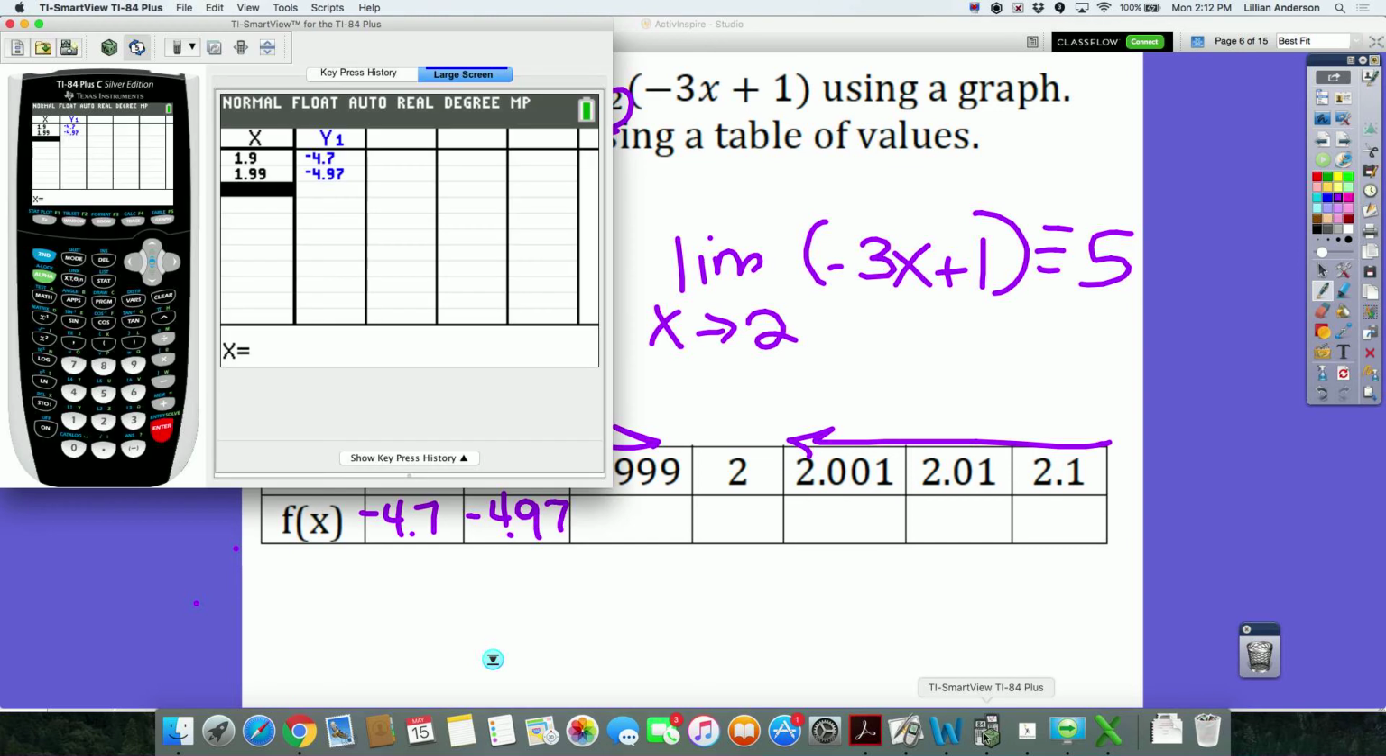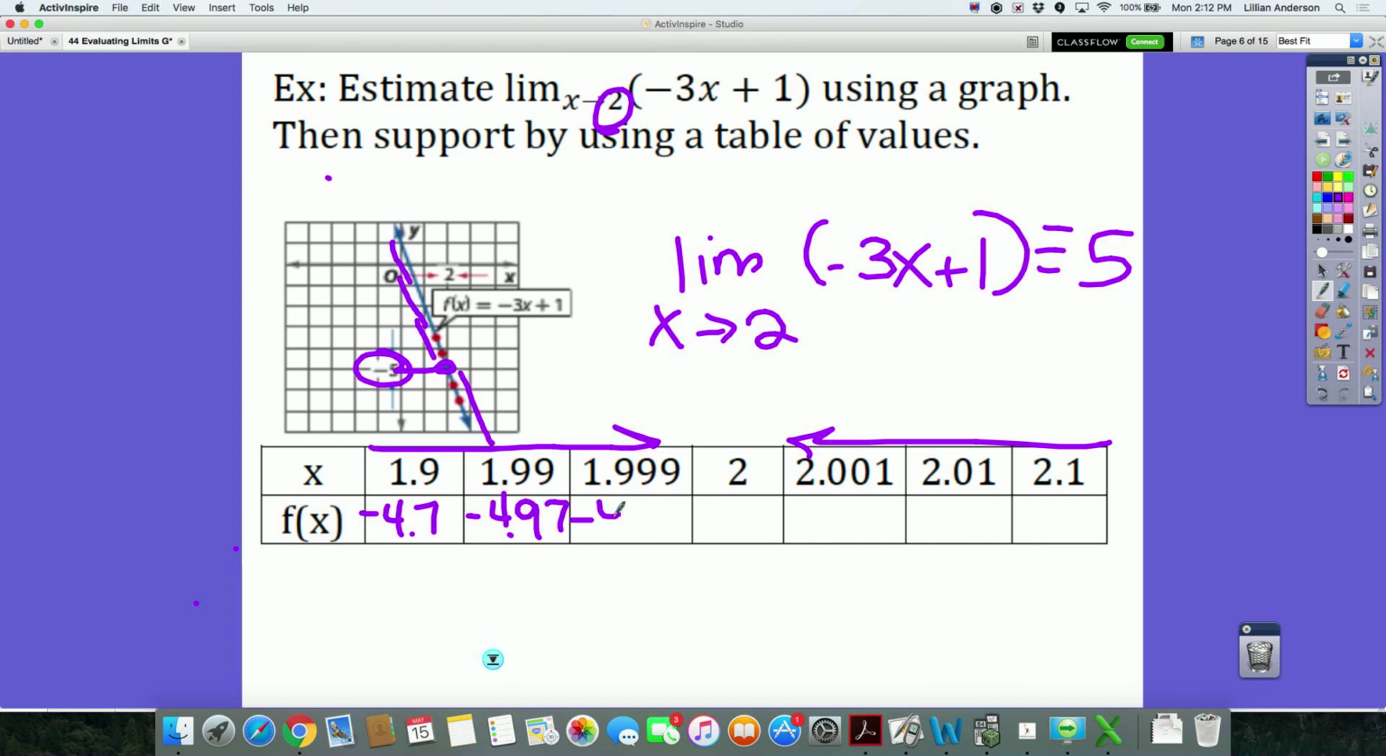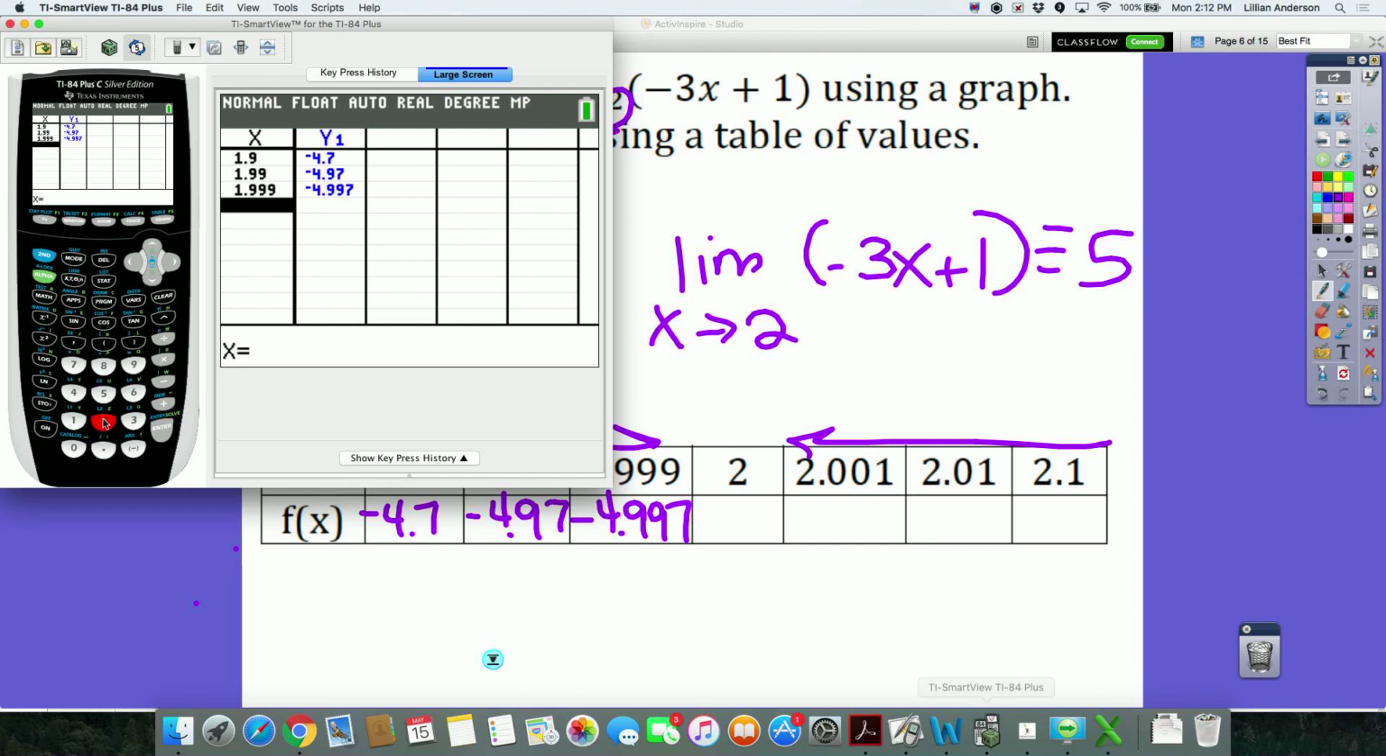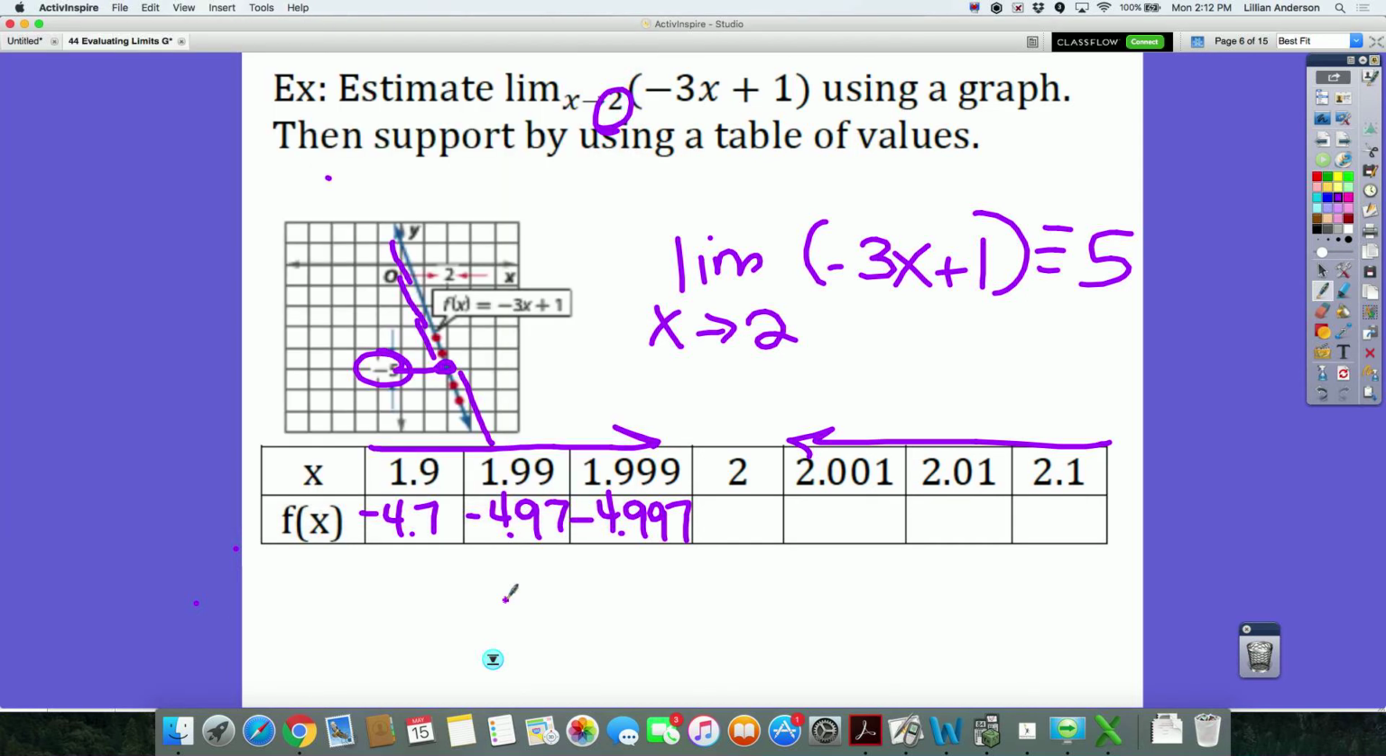Now, yes, we did use the graph and we were able to see that, but again, you would use something like this if you could not see the graph well. So 1.999, we're getting even closer to -5. Now, when we click 2, and my calculator's about to shut down. When it clicks 2, what do you guys get?